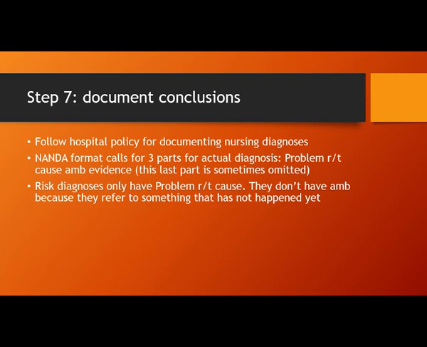Like, what were the cues? And you might have 20 different cues. You're not going to put all of them, but you just put 1 or 2 of the most important. And like I said, this last part is sometimes omitted, but you would not want to omit it on anything you turn in at UT Arlington. But if the hospital wants you to omit it, go ahead and omit it. But for us on tests, look for that last part.